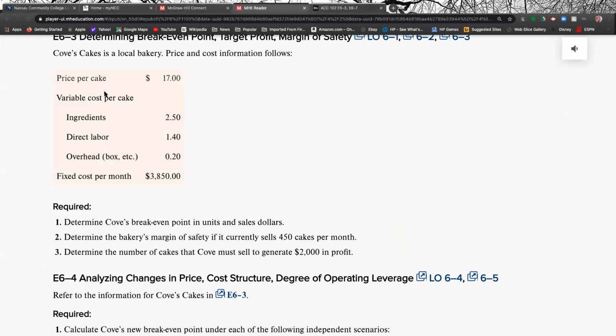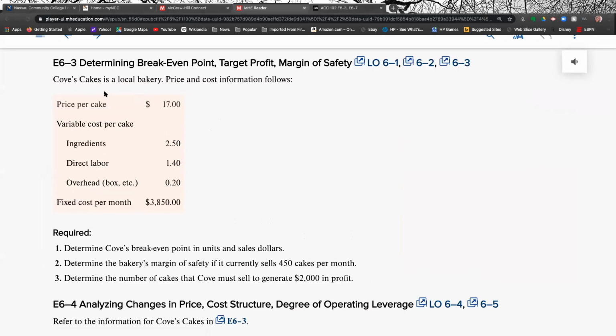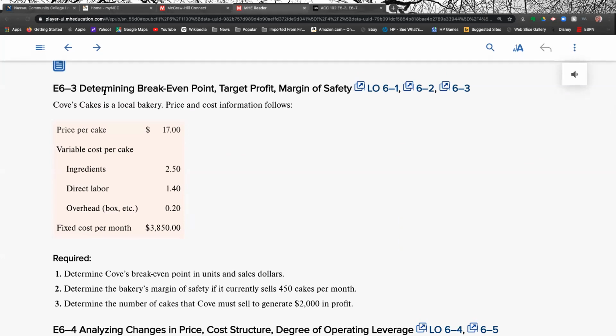Cove's Cake is a local bakery. Price and cost information is as follows. The selling price per cake, $17. The variable cost per cake: ingredients, $2.50; direct labor, $1.40; overhead, 20 cents. If you add these things together, I think it comes out to $4.10. Fixed cost per month, $3,850. So they want the break-even point, both in units and in dollars.